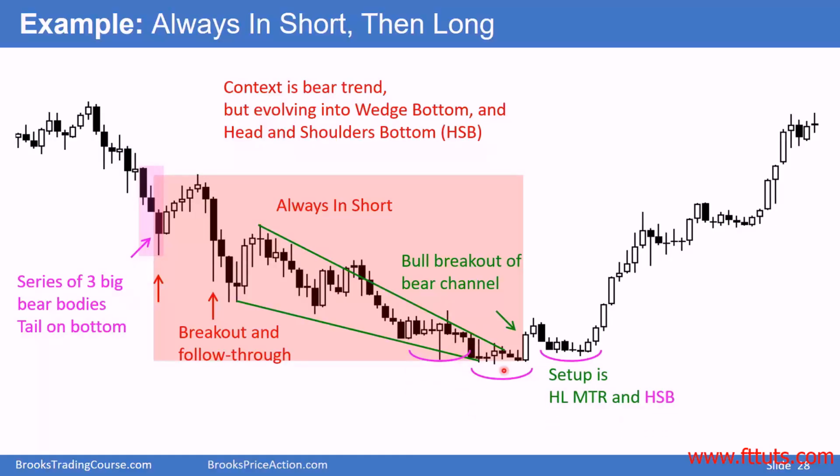So we have a low here, we reversed up. We have a lower low, we reversed up. And here, the bears are trying to resume back down, but this is forming a higher low. This buy setup here is called a higher low major trend reversal. Higher low with the potential of reversing into a major trend. It's also a head and shoulders bottom. This would be the left shoulder, this is the head, and this would be the right shoulder. So it's a reversal setup.